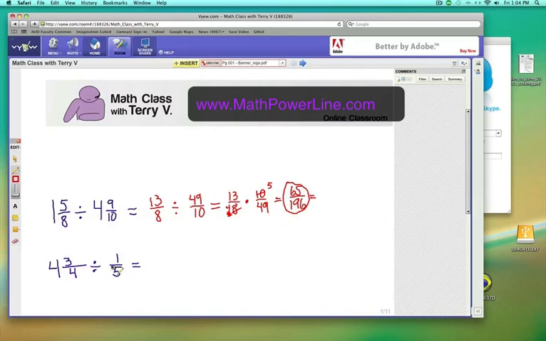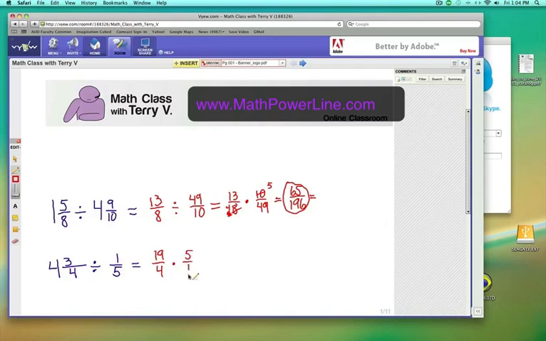Alright, let's look at our third and final example. I hope that you're trying these too. 4 times 4 is 16. 16 plus 3 is 19. 19 fourths. Alright, now since it's already a fraction 1/5, let's go ahead and invert it and change it to multiplication right here in this step.